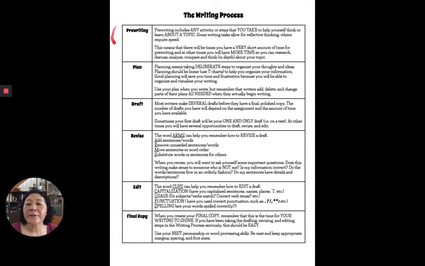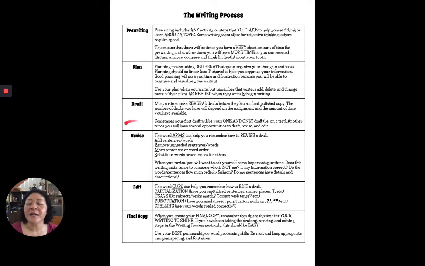After the pre-writing and the planning, you will then do your draft. Most writers make several drafts before they have a final polished copy. The number of drafts you have will depend on the assignment and the amount of time you have available. If it's a real quick writing activity, you're not going to have a lot of time to do drafts. But for something like a Springboard embedded assessment, your teachers are going to give you time to do drafts. Sometimes your first draft will be your one and only, and again, that's a really quick writing. But other times you'll have several opportunities to draft, revise, and edit.